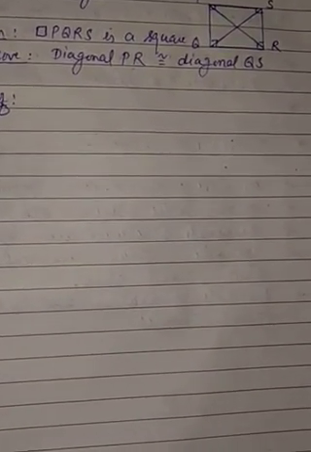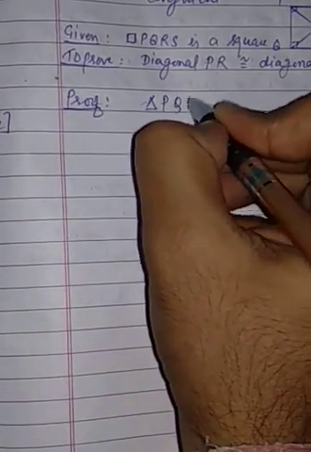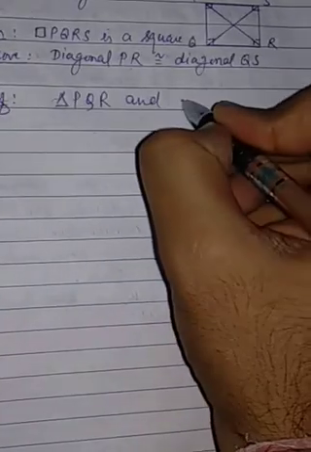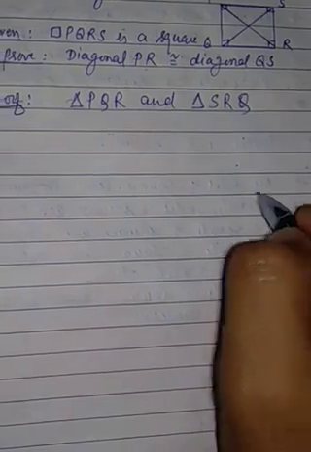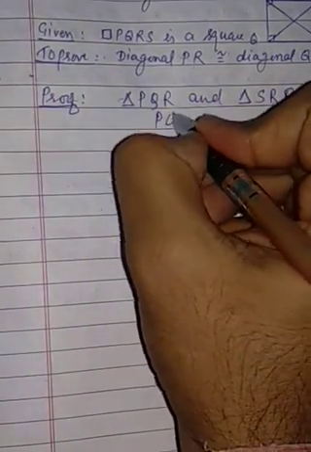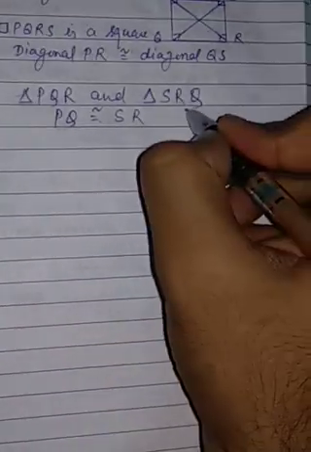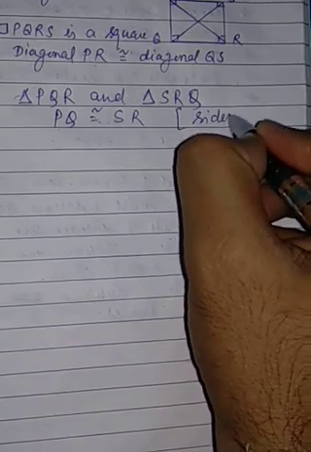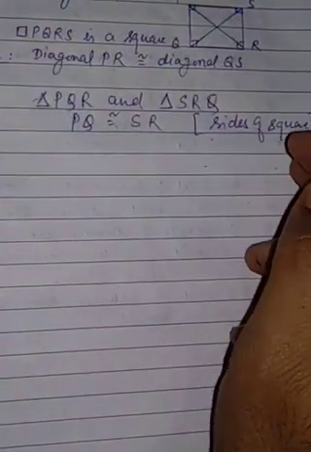Okay, so as you can see here, we have triangle PQR and SRQ. Let's see what we have in both the triangles. Triangle PQR and triangle SRQ. Let's see what we have. We can write here PQ is congruent to SR. So you can write here sides of square, because all sides of square are congruent. So PQ and SR, they are also congruent.